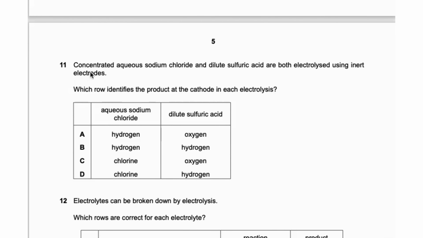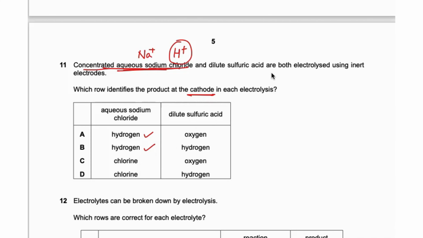Question number 11. Concentrated aqueous sodium chloride and dilute sulfuric acid are both electrolyzed using inert electrodes. Which row identifies the product at cathode in each electrolysis? The element which is formed at cathode: positive ions will be attracted by cathode, cations. So when it is aqueous sodium chloride, positive ions are Na+, and from water, the positive ion is H+. And we know that the less reactive one is discharged. So hydrogen will be discharged only, not sodium. So the probability of this and this are there.